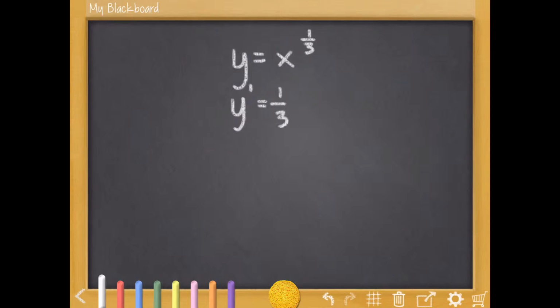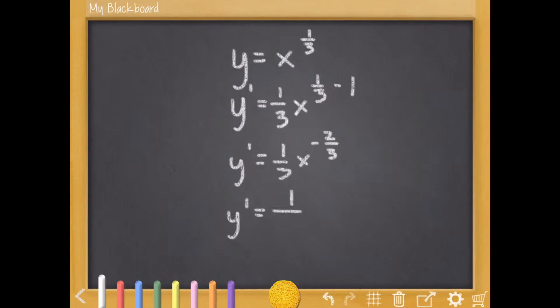For the next example, given y is equal to x raised to 1/3, y prime is equal to 1/3 multiplied to x, then 1/3 minus 1. Y prime is equal to 1/3 x raised to negative 2/3. Then, let us make it to its radical form, making it 1 over 3 cube root of x squared.